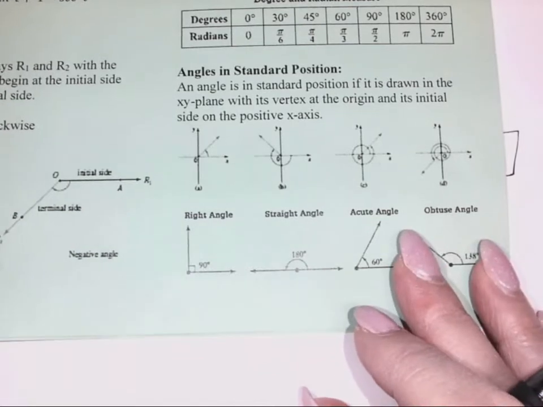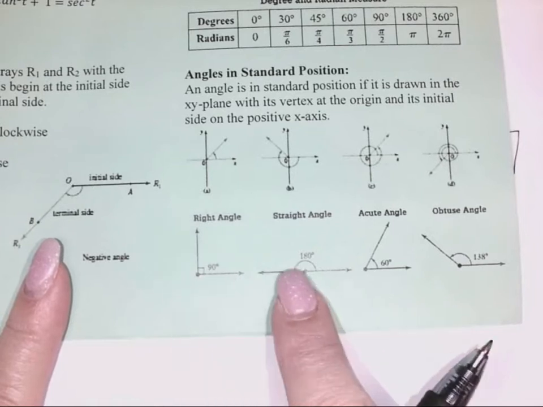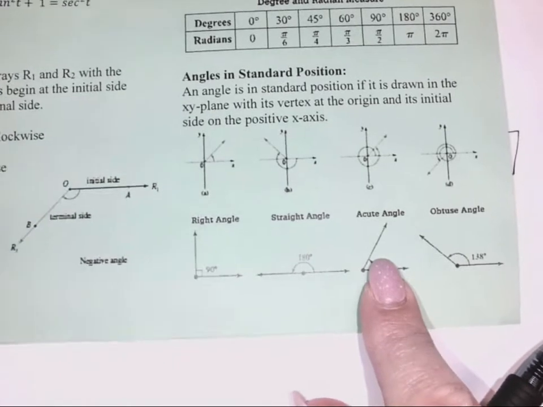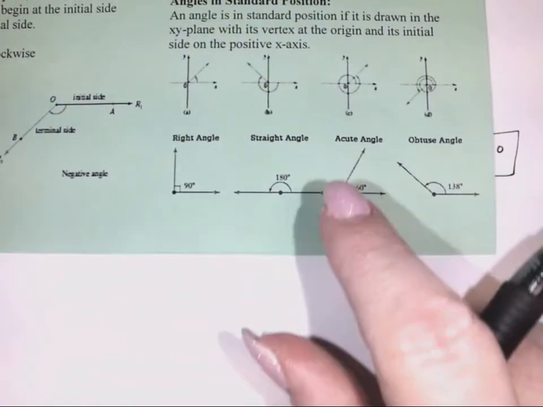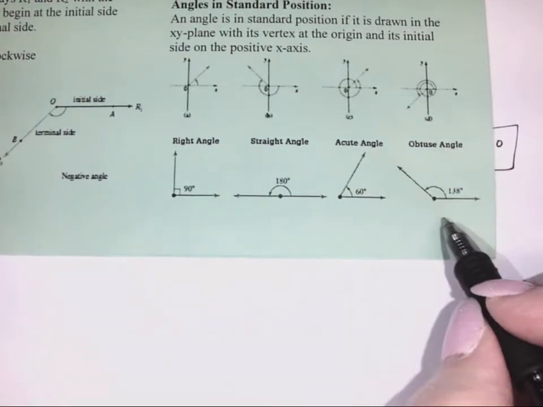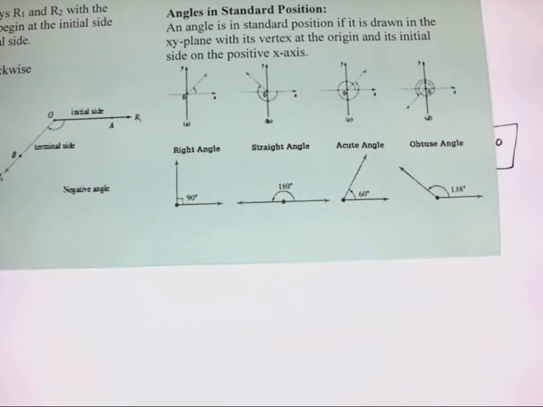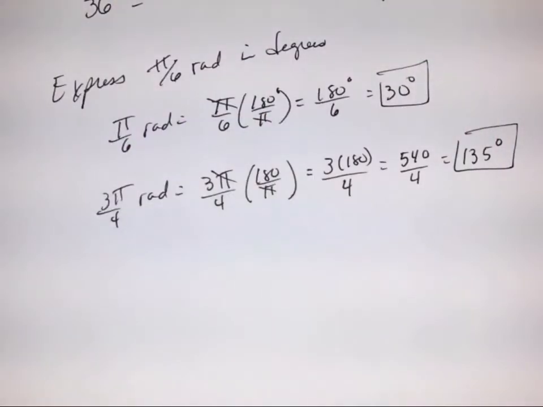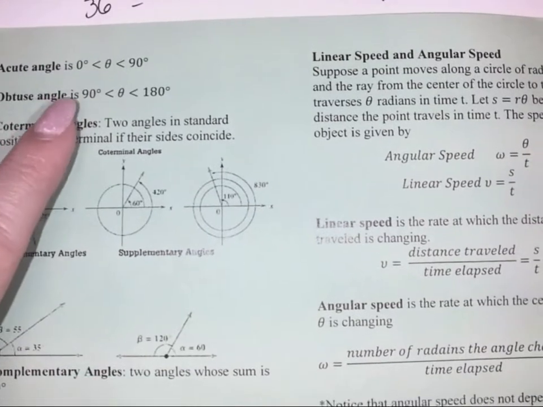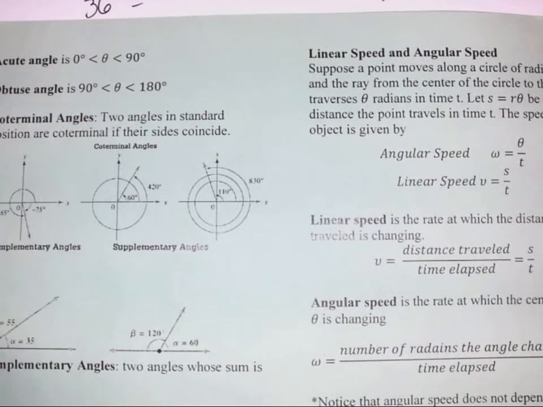Now, this would be a right angle, a straight angle, an acute angle, and an obtuse angle. The way that I remember the difference between acute and obtuse, think about this is such a cute little angle, so he's acute, and then the obtuse is going to be a bigger angle than the cute little angle. And acute angles are going to be between 0 and 90, and the obtuse will be between 90 and 180.